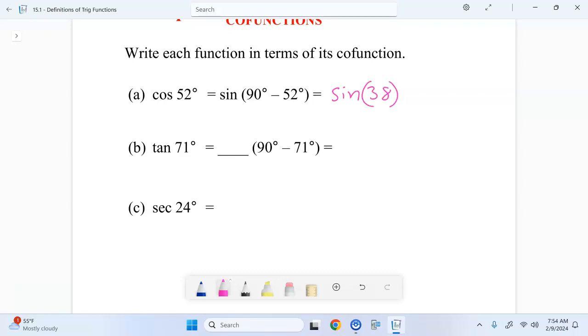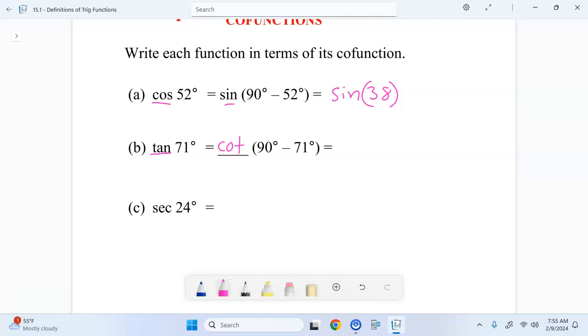So writing it in terms of its cofunction: cosine and sine are cofunctions. All we have to do is subtract the angle from 90, and that gives us our cofunction. Sine of 52 will be equivalent to sine of 38. Okay? What function is the cofunction for tangent? Cotangent. Funny how those are named, right?